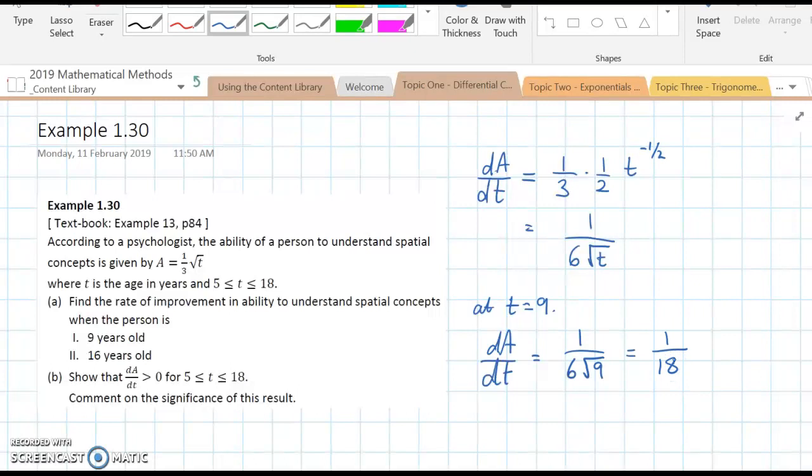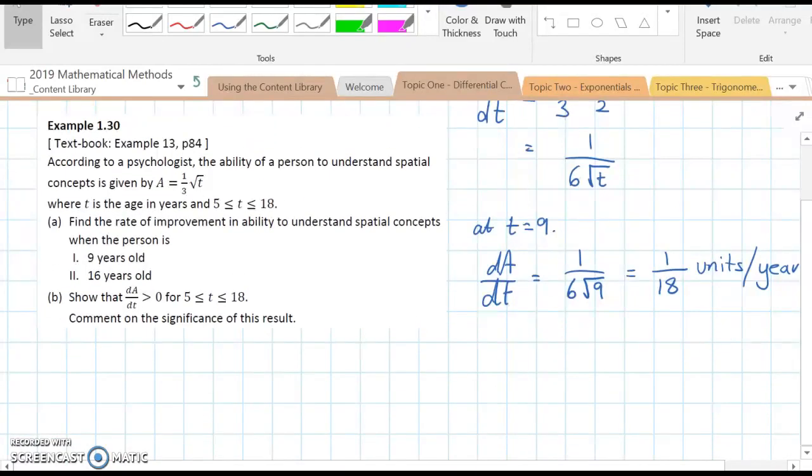The result of that being in the original units of years, meaning here we're just looking at units per year. For a similar concept, but for t equals 16, we substitute 16 into our function. The rate of change is going to then be 1/6 root 16, which is 4, so 1/24 units per year.